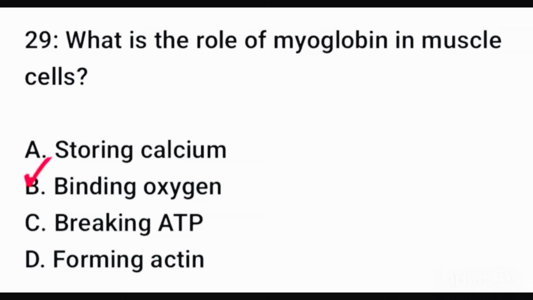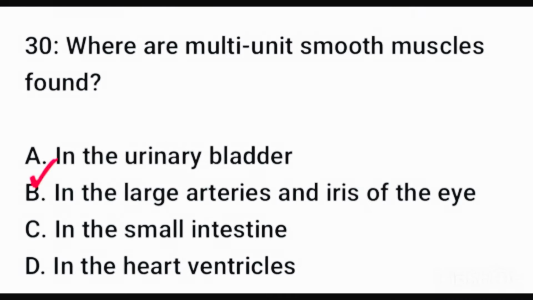Question number 29. What is the role of myoglobin in muscle cells? Here correct option is option B, binding oxygen. Question number 30. Where are multi-unit smooth muscles found? Correct option is option B, in the large arteries and iris of the eye.